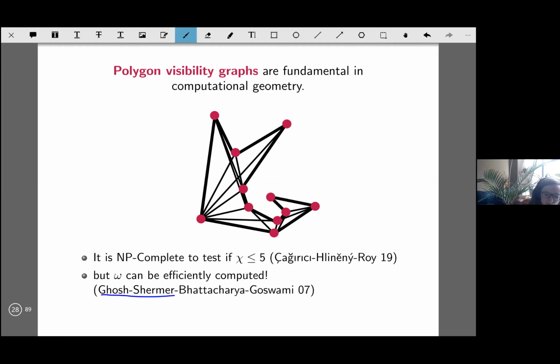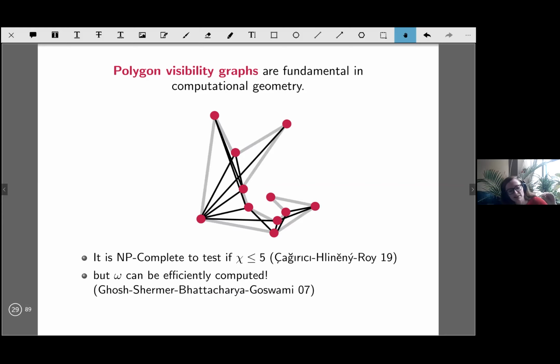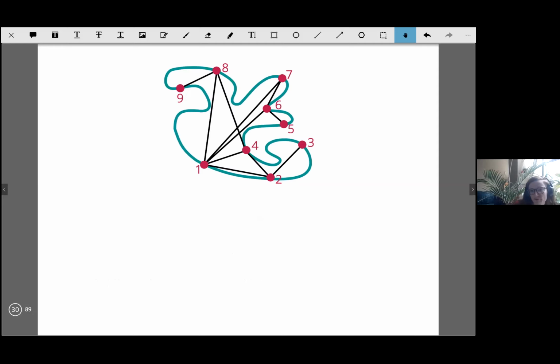But Ghosh, Shermer, Bhattacharya, and Goswami gave a nice way of dealing with that. So their algorithm works whenever the input just takes the graph as an abstract object and the Hamiltonian cycle, which corresponds to the polygon. So you don't need the actual representation of the graph, you just need the graph and this Hamiltonian cycle. And so we can do the same thing for curved visibility graphs.